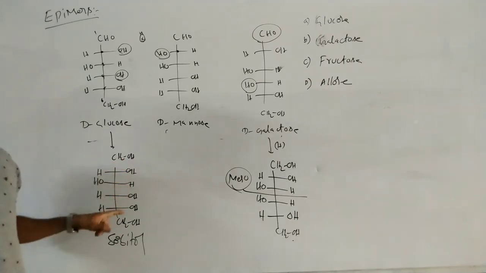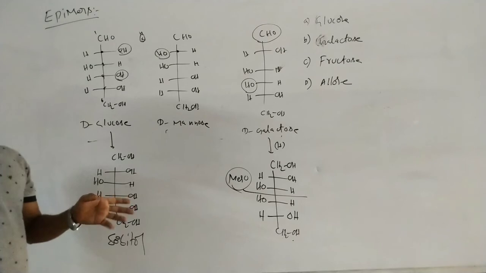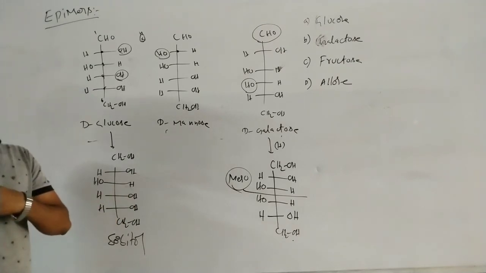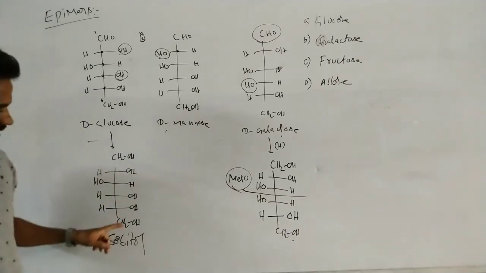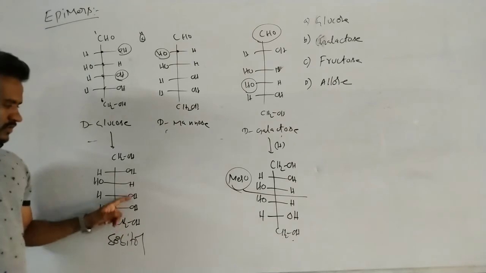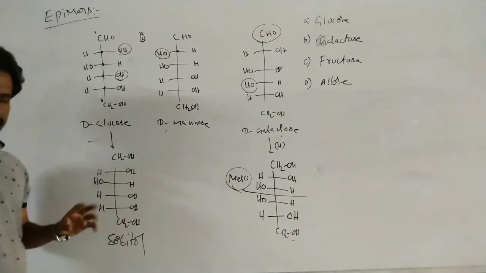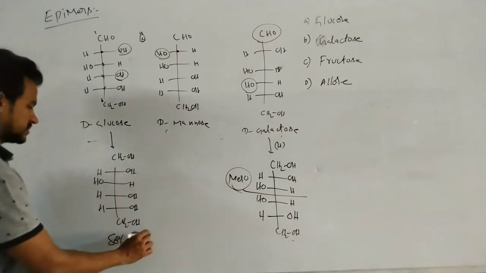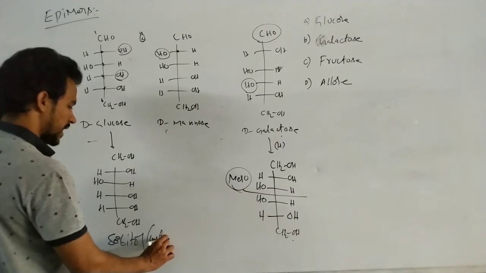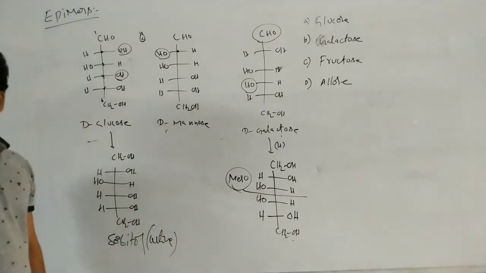Of course, this can be cut into two equal halves, but those two equal halves are not mirror images. OH, OH. Here hydrogen, OH. So this is an optically active compound. It's not a meso compound.